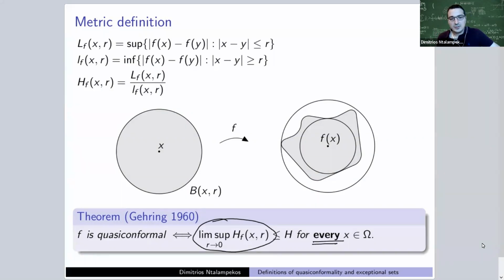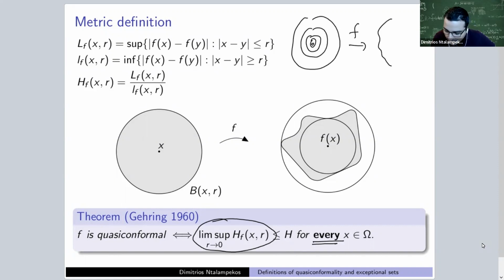So again, what does this mean? It means that if you take balls shrinking at the point x, then the images should have some kind of bounded shape. They should have bounded eccentricity. So they should not be very squeezed. Now, this is the metric definition of quasiconformality. As you can see, it can be defined in a more elementary way. It doesn't require Sobolev spaces or differentials or Jacobians. It's defined only using the metric, the Euclidean metric, and that's why it's called the metric definition.